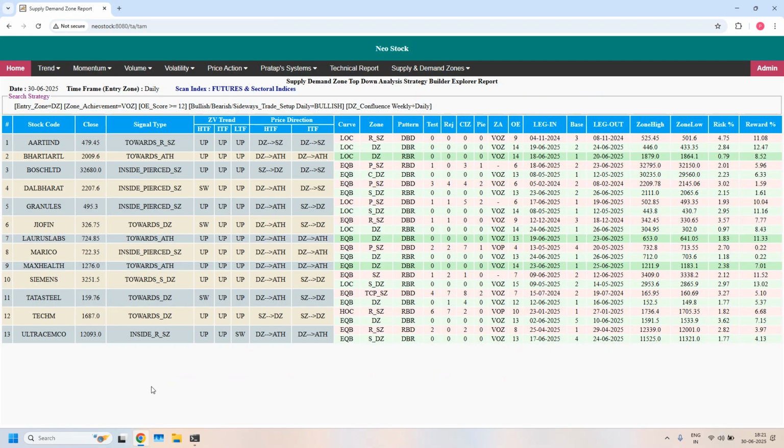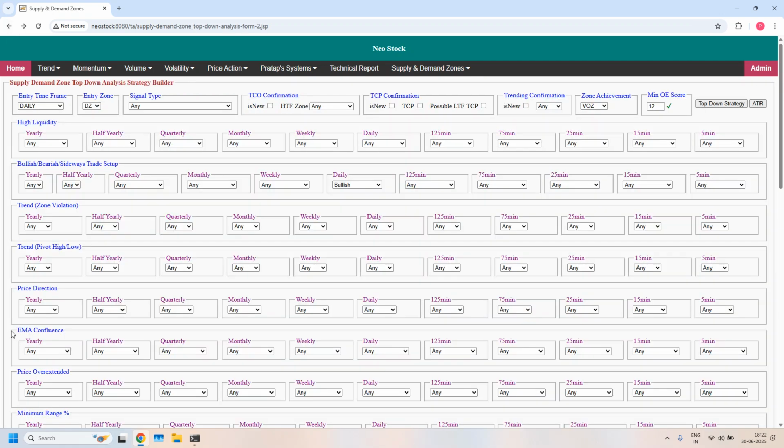We got 13 stocks. In all these 13 stocks, these daily demand zones are overlapped with weekly demand zones. That means daily demand zones are part of the weekly demand zone. Because daily zone is overlapped with weekly, the assumption is daily zone might be having strong institutional order flow. And also weekly trend is uptrend. Daily is part of weekly and weekly trend, that is ITF trend, is uptrend in all the stocks. We can further filter based on weekly demand zone having weekly EMA confluence.